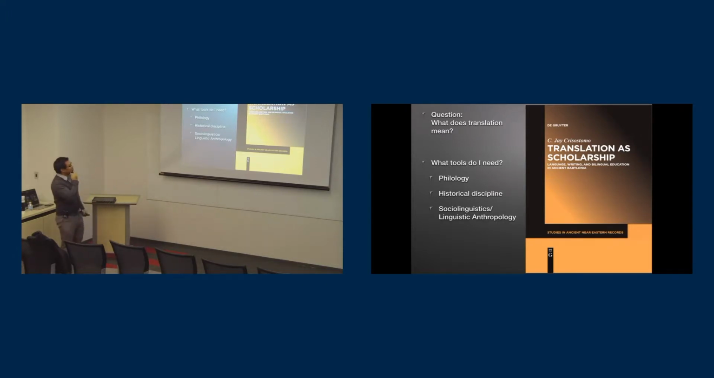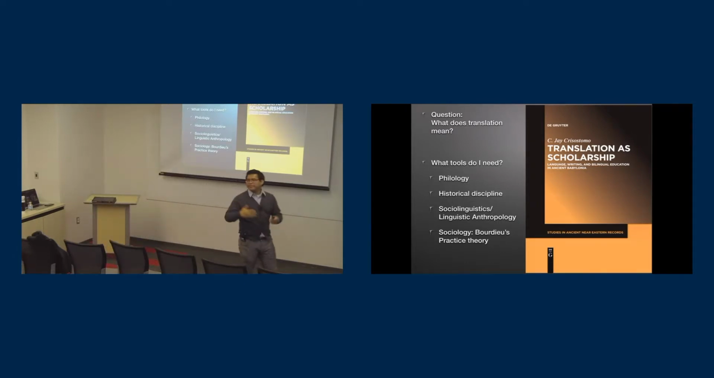Other tools I decided I needed were sociolinguistics and linguistic anthropology. And I'll come back to this in particular. But this is a whole other field. Because I'm dealing with language, because I'm dealing with translation, I needed to think a little bit differently than I would think as a philologist, than I would think as a historian. I also needed some sociology, and for me what was most useful was Bourdieu's practice theory. So I had to think about, okay, how do I work that into this book? And finally, semiotics, this whole notion that signs mean stuff.